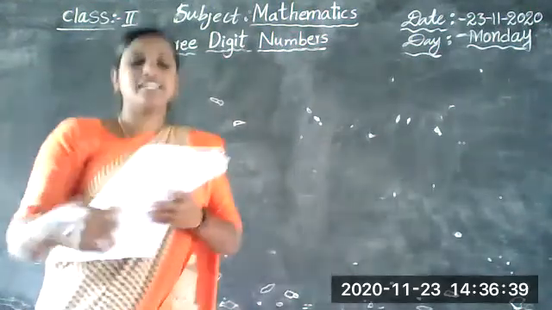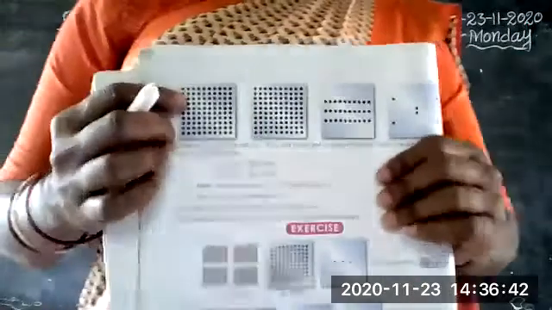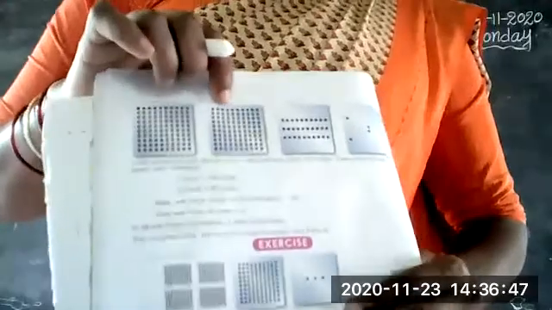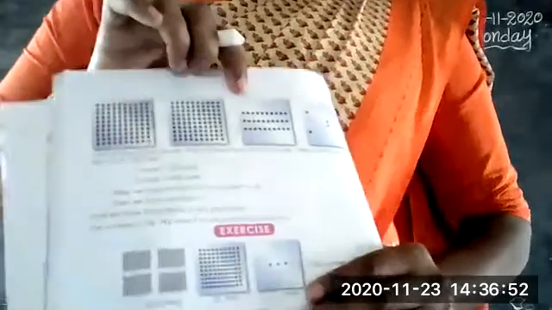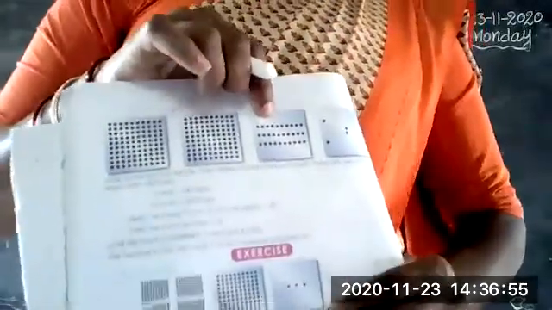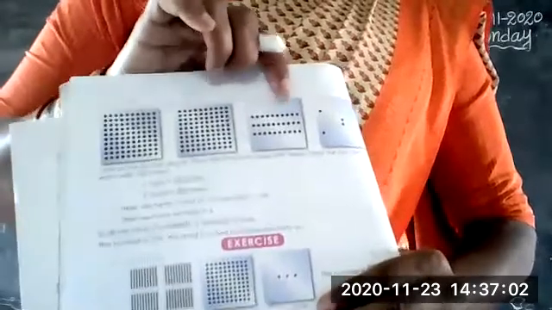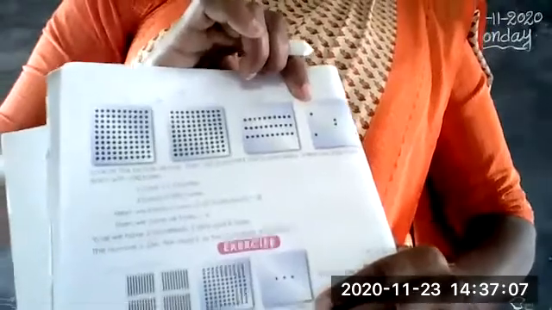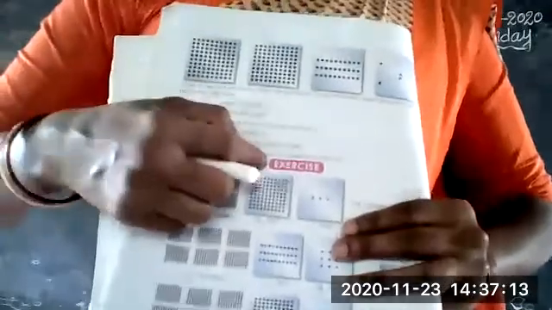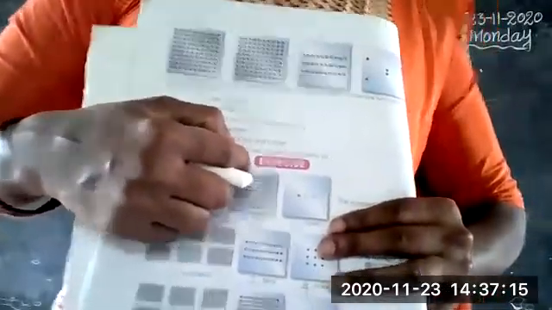So in the previous class we learned these cards. This card has 100 holes. How many holes? 100 holes. Next, this card has 3 rows of 10 holes. Each row is equal to 30. Next, this card has 6 holes. How many holes? 6 holes. And some pictures are given in the exercise part.